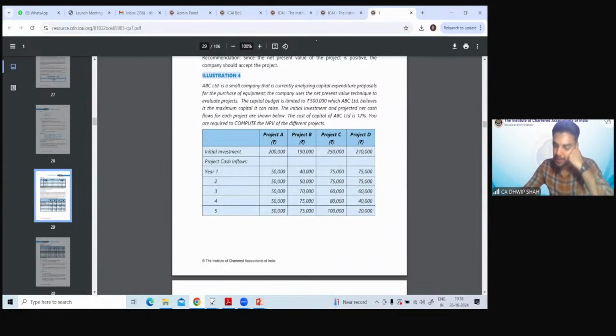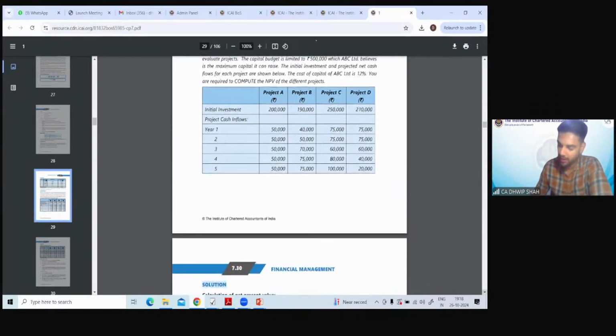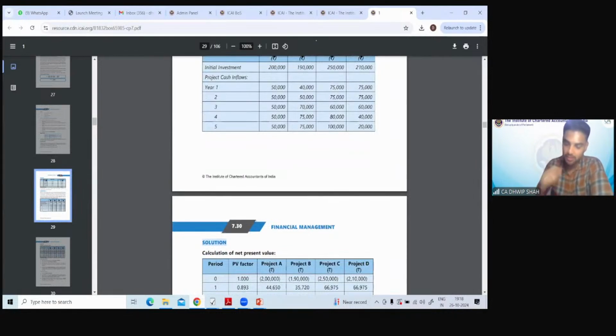The cost of capital of ABC Limited is 12%. Discounting rate is 12%. You are required to compute NPV of the different projects. What do we need to calculate here? NPV for different projects. So they have given the initial investment, and initial investment, unless otherwise specified, will always be at the beginning of the year, at the start of the year, at 0 point. Project cash inflows for each project are given.